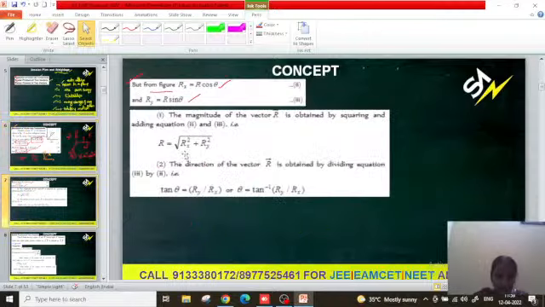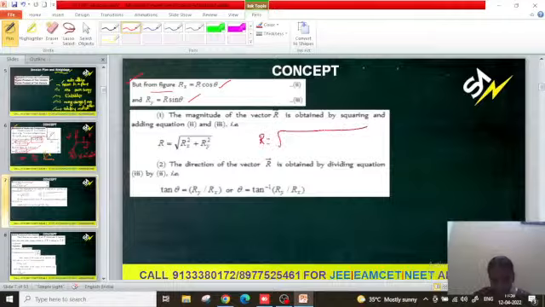So you can find this magnitude by using R is equal to under root of Rx square plus Ry square plus 2Rx Ry into cos theta, where theta is 90 degrees. So then the magnitude of the vector R bar will be equal to under root of Rx square plus Ry square.